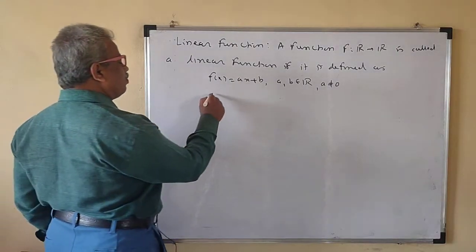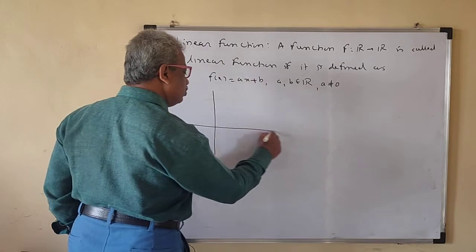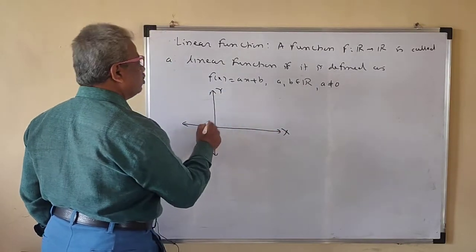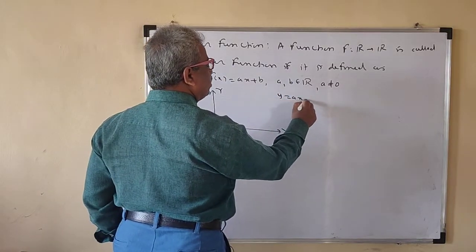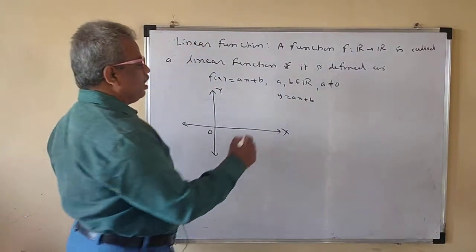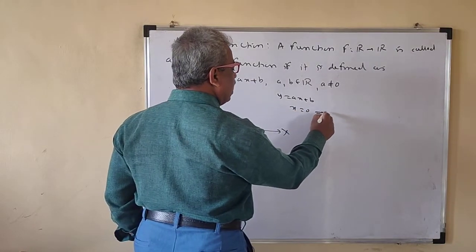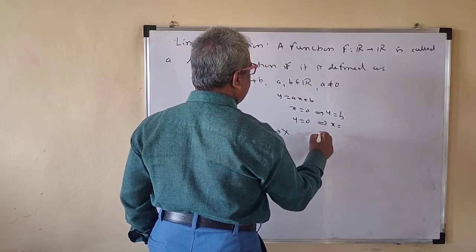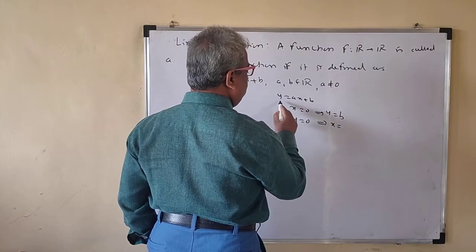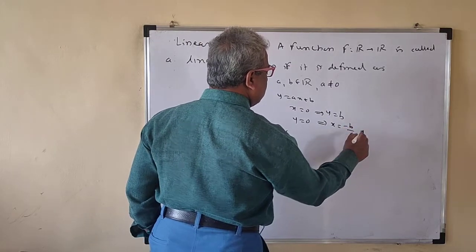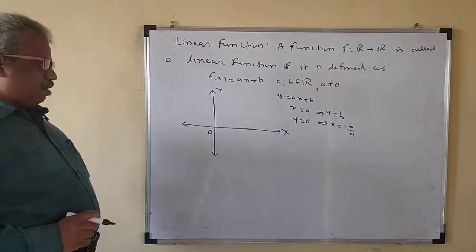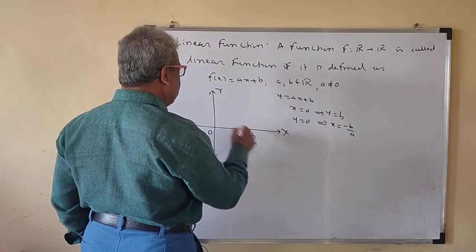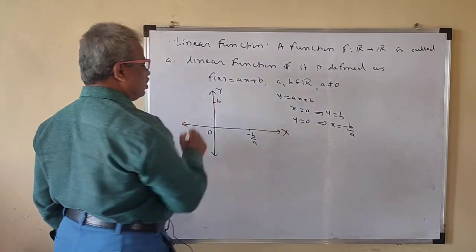Okay. How to plot the graph of this linear function? Suppose this is y, this is x. So y is equal to ax plus b. x is equal to 0 implies that y is equal to b, and y is equal to 0 implies that x is equal to minus b upon a. Suppose minus b upon a is somewhere here, and suppose this is b.